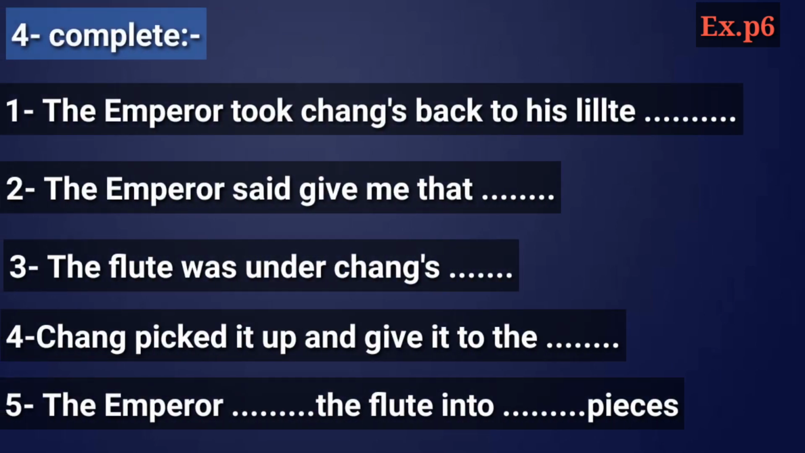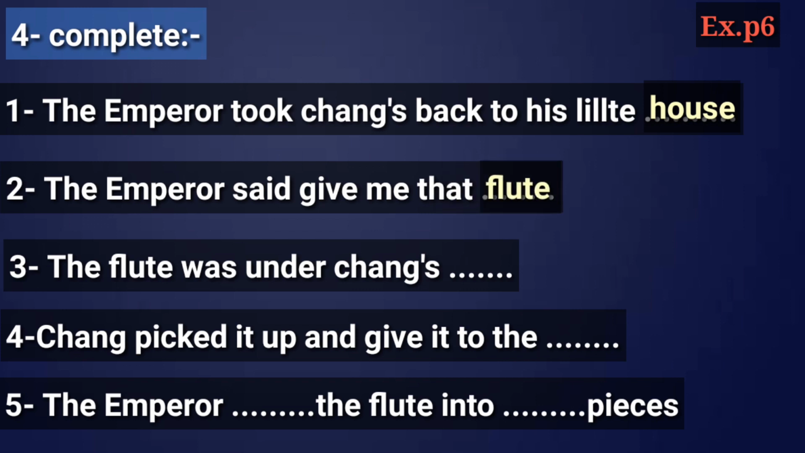Number 4, complete. Number 1, the emperor took Chang back to his little blank. The answer is house. The emperor took Chang back to his little house. Number 2, the emperor said, give me that blank. The right answer is flute. The emperor said, give me that flute.